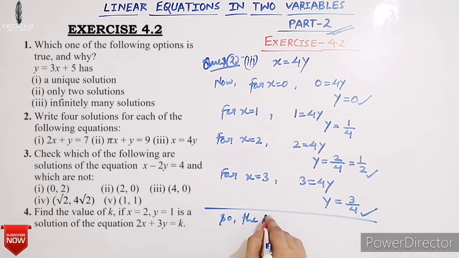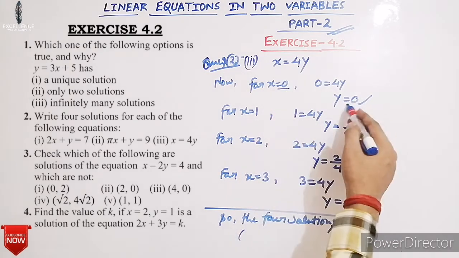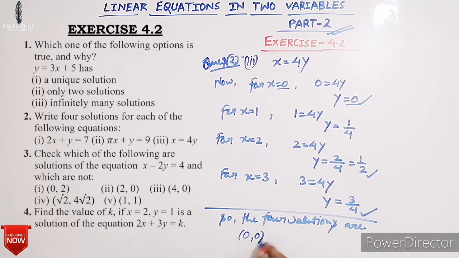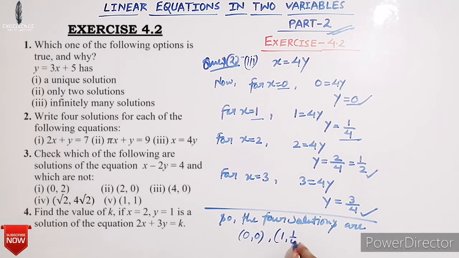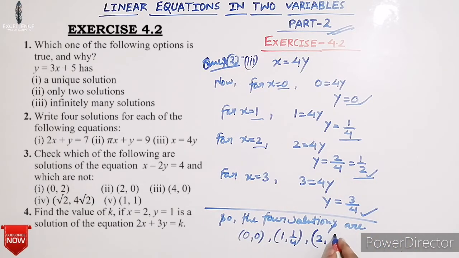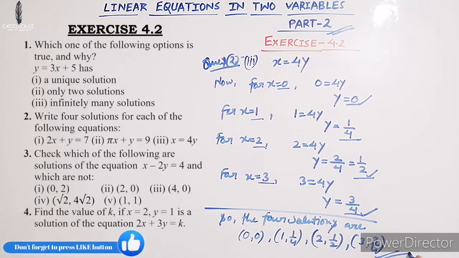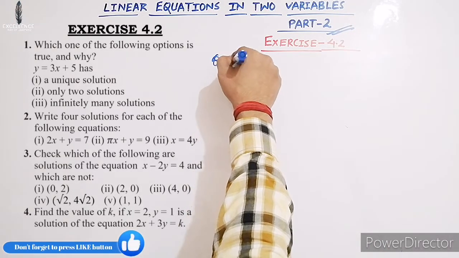So the four solutions of this equation are (0, 0), (1, 1 by 4), (2, 1 by 2) and (3, 3 by 4). Okay students, all clear? Now next question, question number 3.